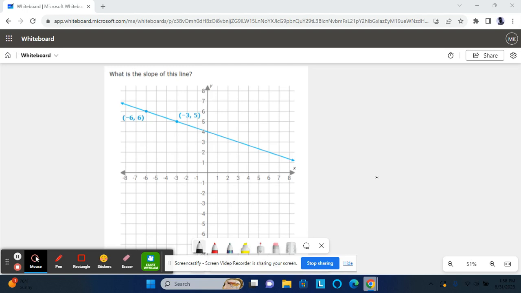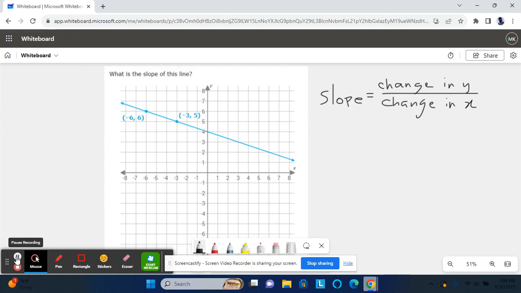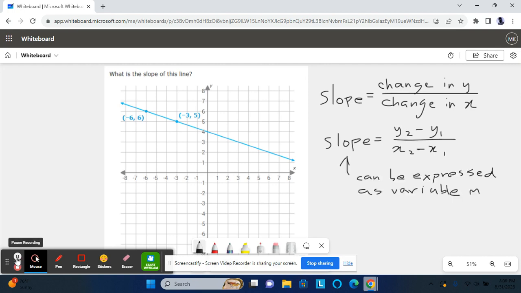So let's begin. Slope tells us the steepness of a line, and slope is basically the change in y over the change in x, which can be rewritten as y2 minus y1 over x2 minus x1. Another thing to keep in mind is that slope can be expressed as the variable m. Now that we have that knowledge, let's do this problem.